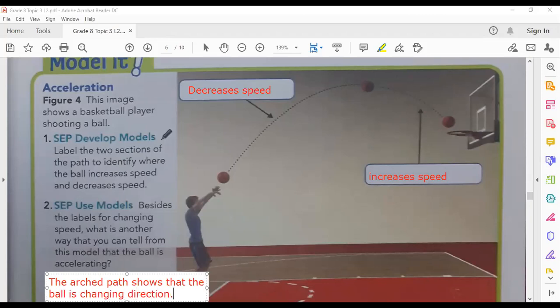And as you know, changing direction means acceleration. So the ball is accelerating here because of two things. It changes speed and changes direction. Okay, and as you know, acceleration means change in speed, direction, or both of them. Understood?